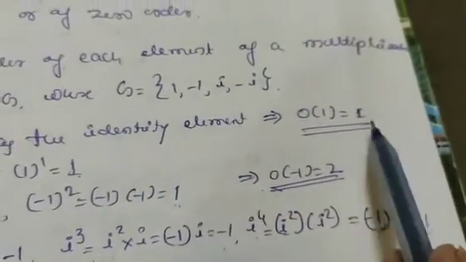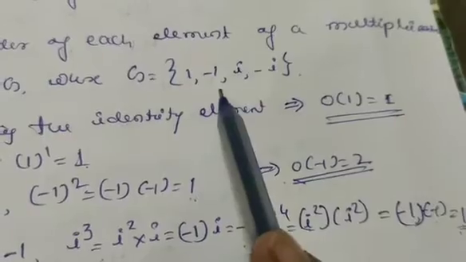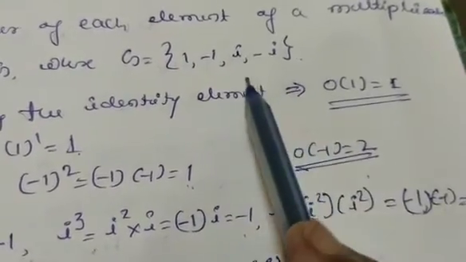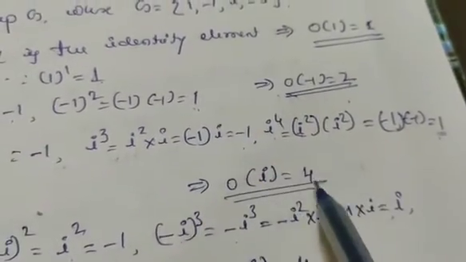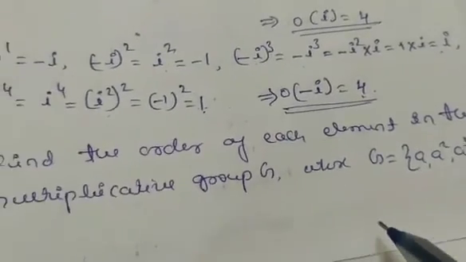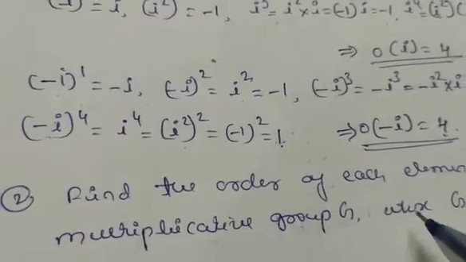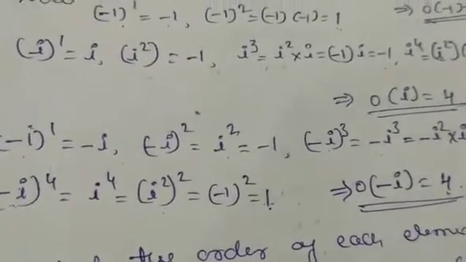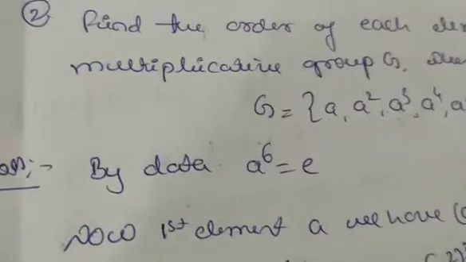So like this we can find the order of each element of this group or set. Here the order of 1 is 1, the order of -1 we got as 2, the order of i we got as 4, and the order of -i is also 4. So like this we can find the order of each element of this group.